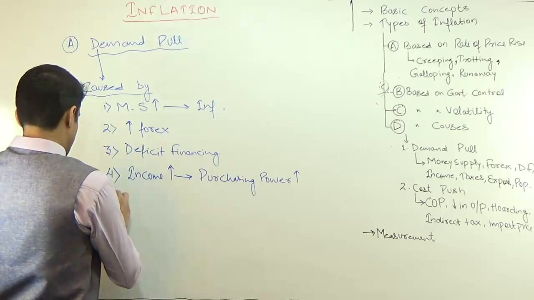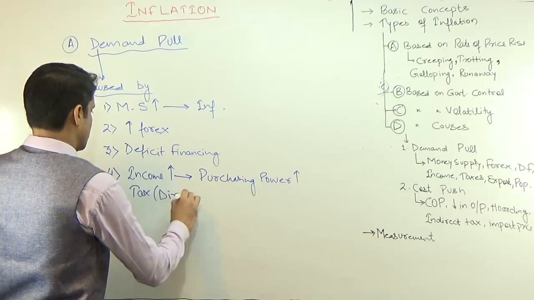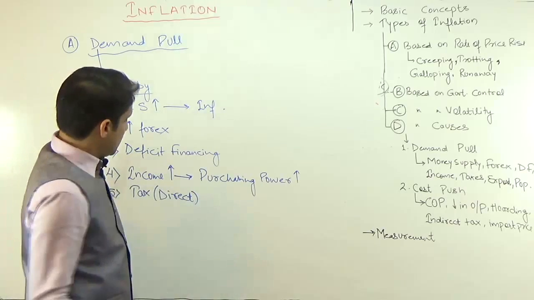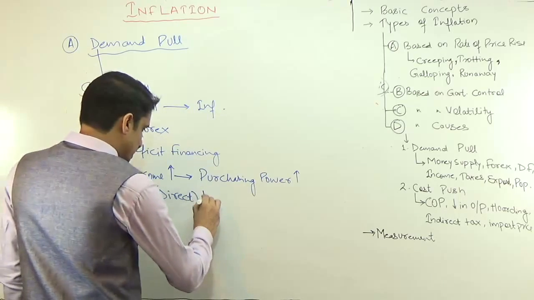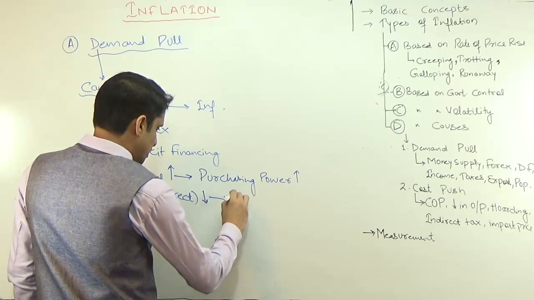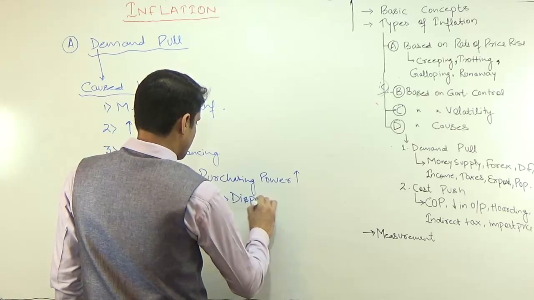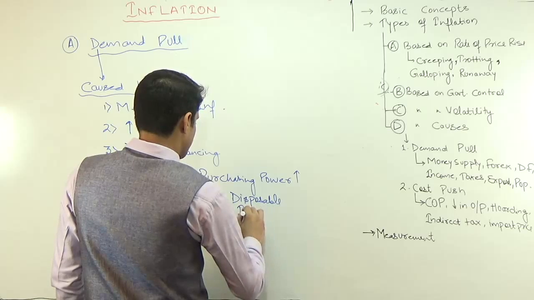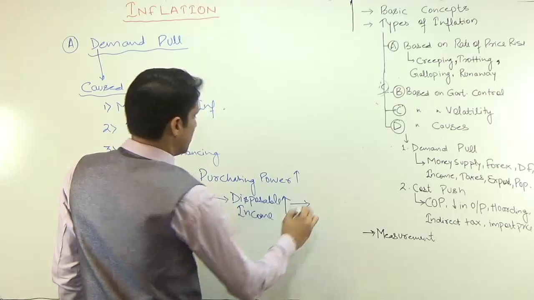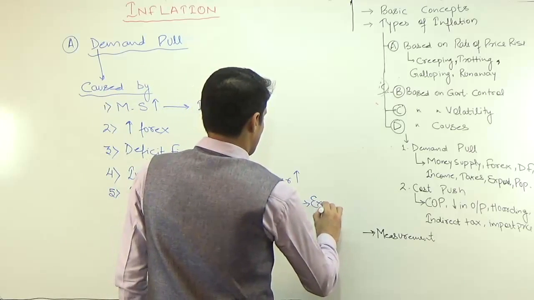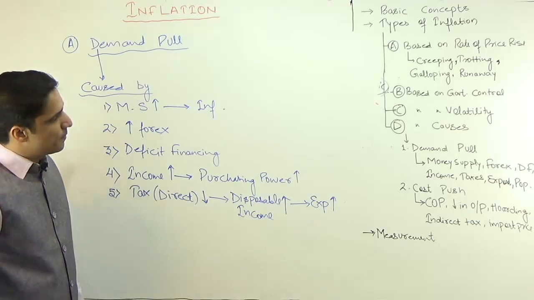Then the next reason is tax. Tax means direct tax. So is increase in direct tax the reason, or decrease in direct tax the reason? It is decrease in direct tax. So when tax is decreased, the money available with you, that is known as disposable income, will increase, and when disposable income increases, your expenditure will increase, and when expenditure increases, demand for commodities is going to increase.